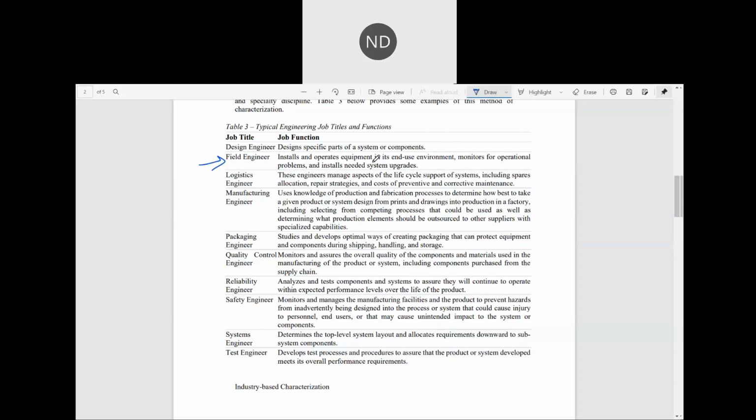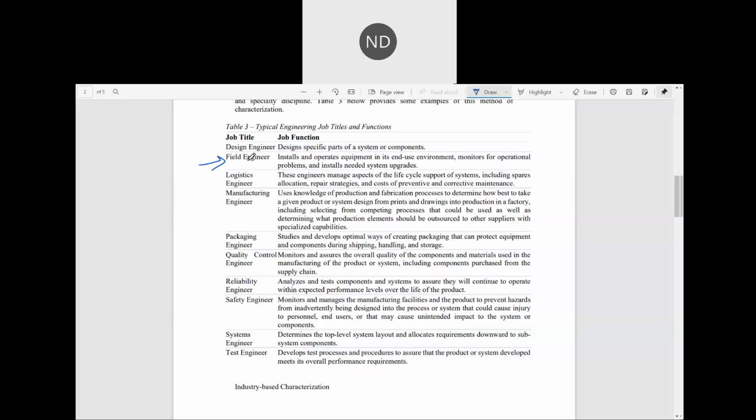That means when a field engineer is on the field, they will go and check and monitor things, like the workers who will be working. Laborers will be working for you, or a quality control engineer will test the material qualities. Then for the field engineer, what is his job function?